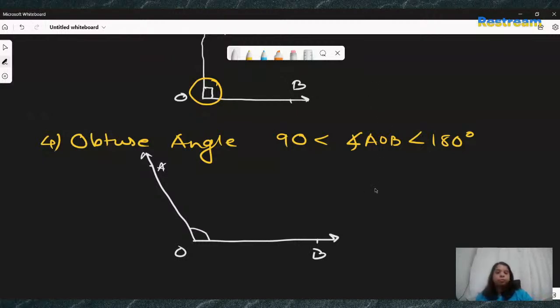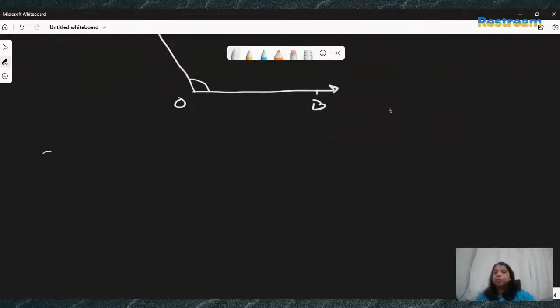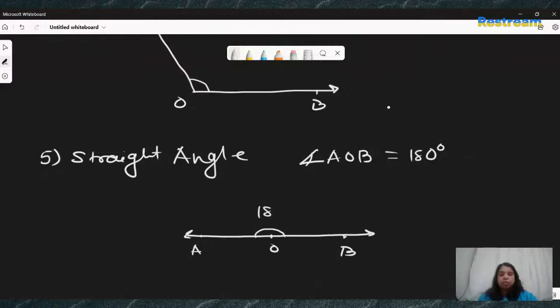So now the next one is a straight angle. Your angle AOB is exactly 180 degrees, or a straight line. That's why it is called a straight angle. This is O, this is A, this is B, and this, my dears, is 180 degrees. So this is a straight angle.